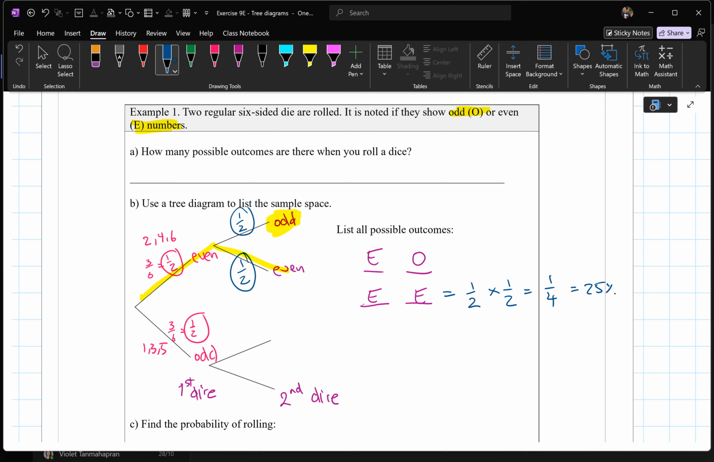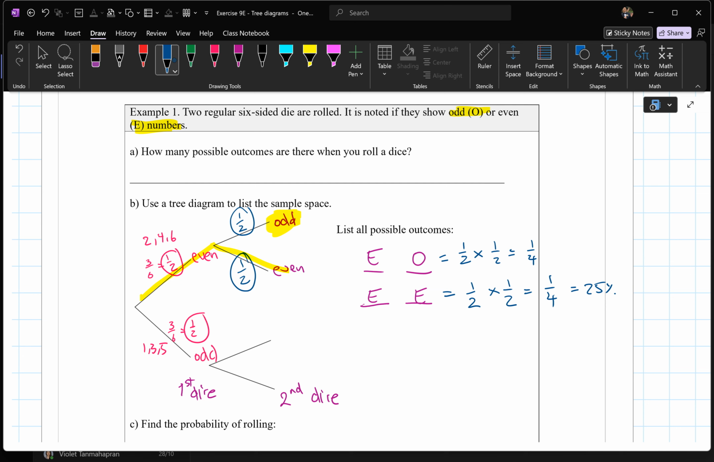I'm talking about percentages because most students understand what I'm saying. If I said a quarter, most students don't get it. So I'm sort of speaking in that language in percentages, but we often work in fractions. Okay? So how do you do even then odd? It's the same thing. To get even on the first go was half. Chance of getting odd on the second go was also half. So you actually have a quarter again, 25% chance of getting an even then an odd.